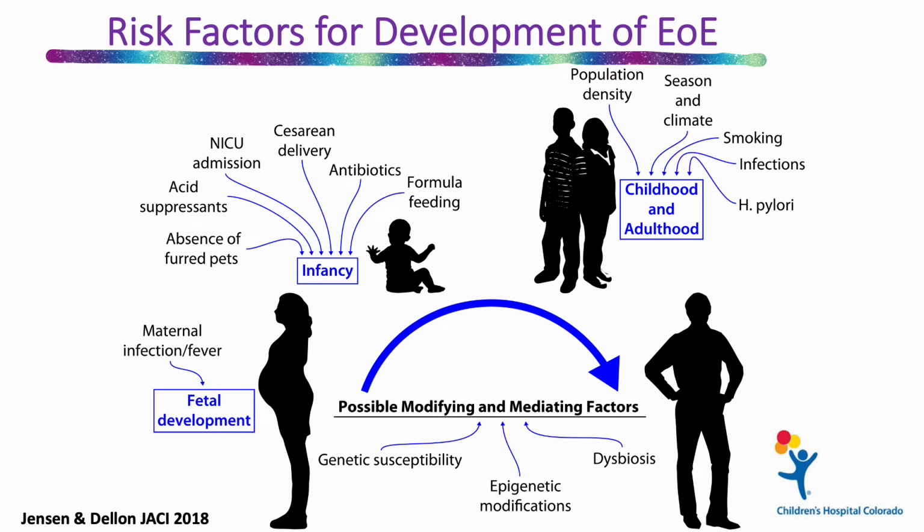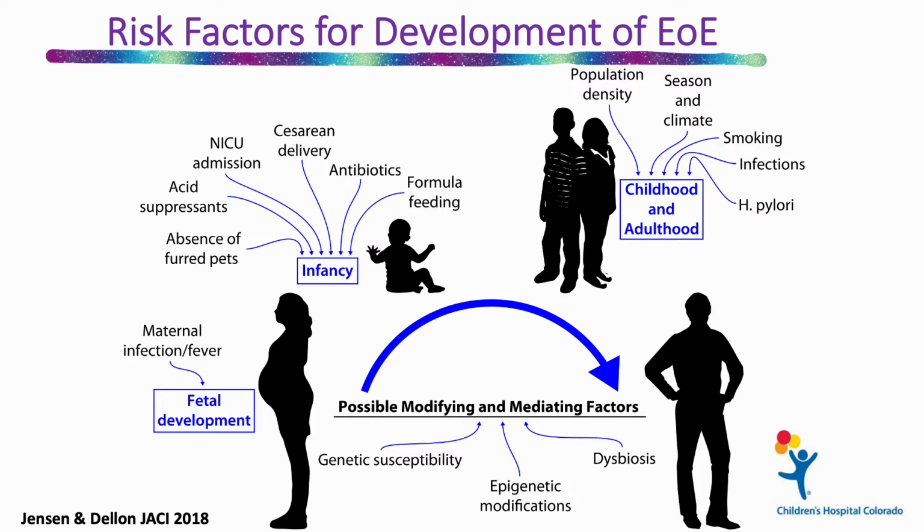Now, these are the risk factors for the development of eosinophilic esophagitis, and there's a genetic susceptibility and epigenetic modifications, and some of these likely occur in utero because of what we just talked about in regard to monozygotic and dizygotic twins. A number of the things in infancy that impact this are things that would impact the microbiome. So cesarean delivery, NICU admission, antibiotic use, acid suppressants, formula feeding rather than breastfeeding, and the absence of exposure to furred pets, because we share microbiomes with furry pets that we have in the home.